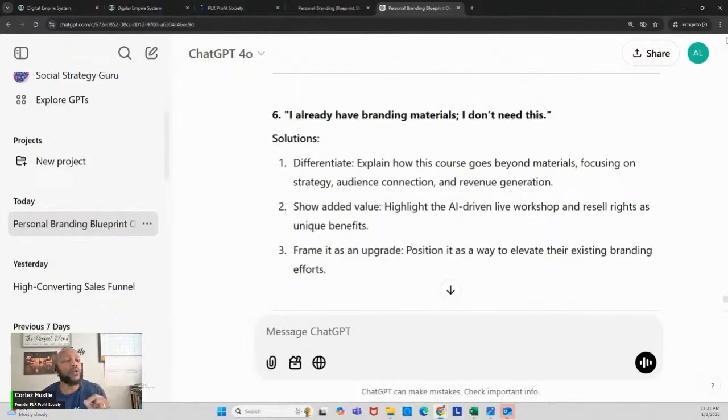Explain how this course goes beyond materials, focusing on strategy, audience connection, and revenue generation. Show added value, highlight the AI-driven live workshop and resale rights that come with this product. Frame it as an upgrade. Position it as a way to elevate their existing brand.